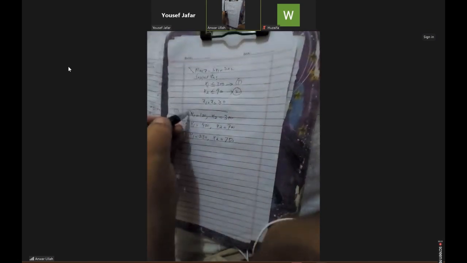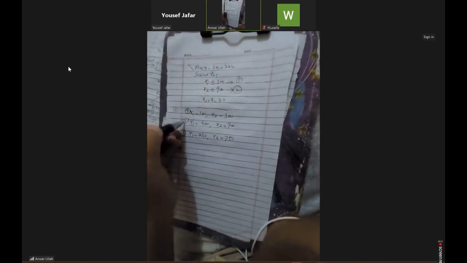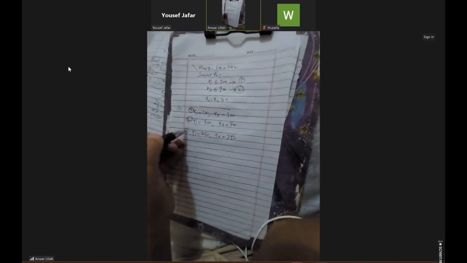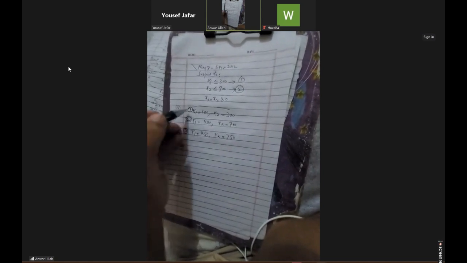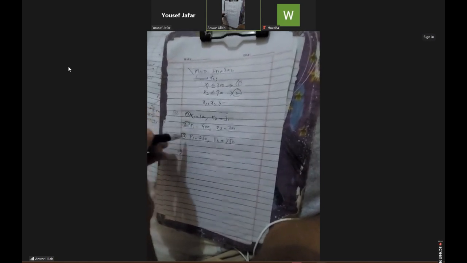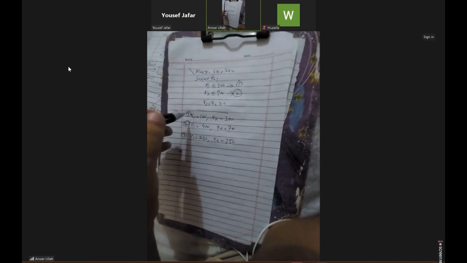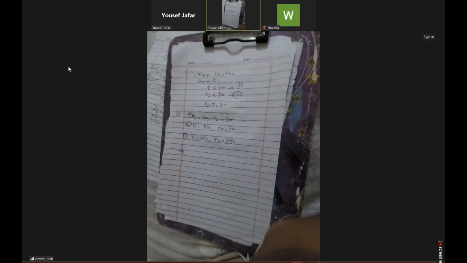Now, this is the same problem, but I just added this thing: we have three options, three solutions to it. And now we will test these three solutions to understand the difference between a feasible one and a non-feasible one, and the optimal one.